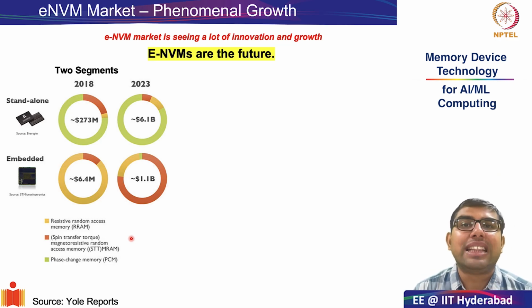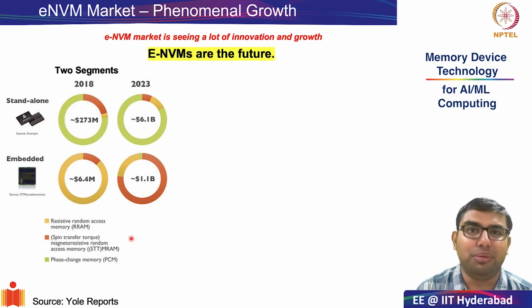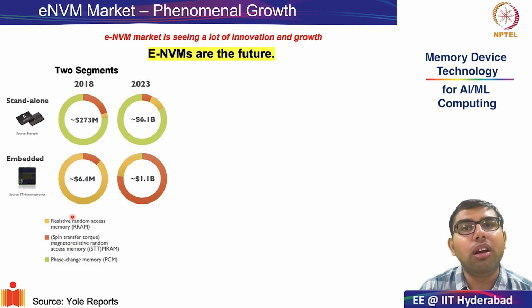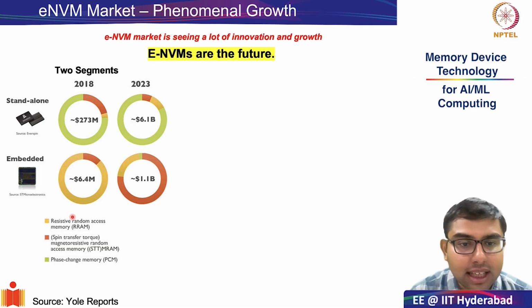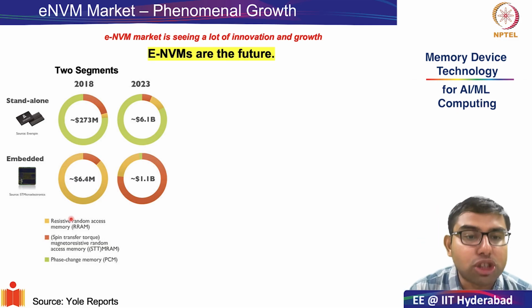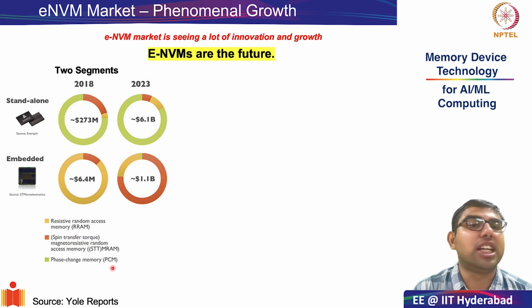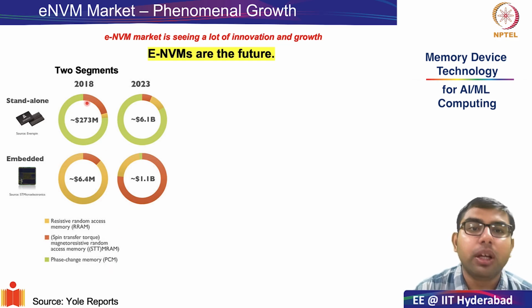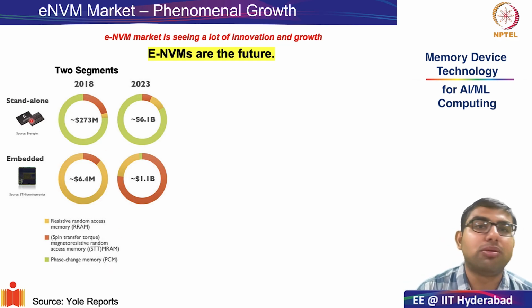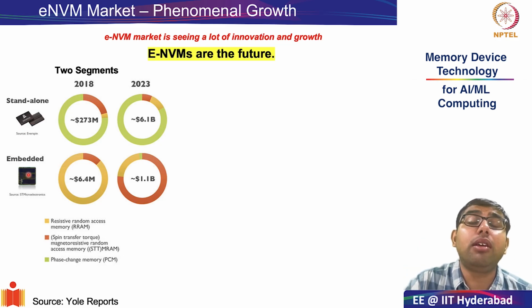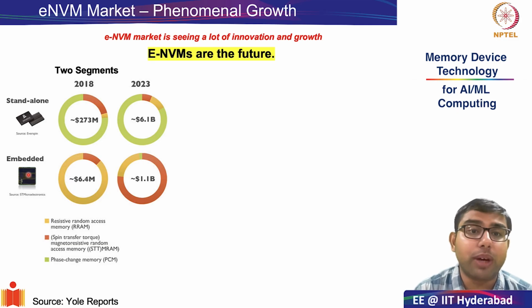And that is because there is still no clear winner of who will take the roost in e-NVMs. As you know, there are several candidates for these two terminal electronic non-volatile memories. The first is random access memory, your MRAM, which is spin transfer torque, and also phase change memory. And as you can see, within that also there are two segments. One is your standalone, which comes in a separate chip, and another is embedded with your CPU subsystem as well.